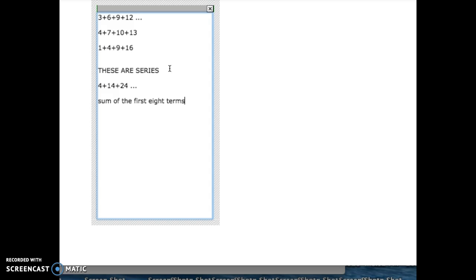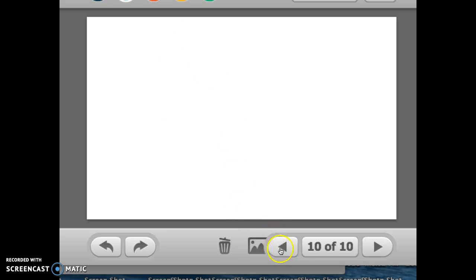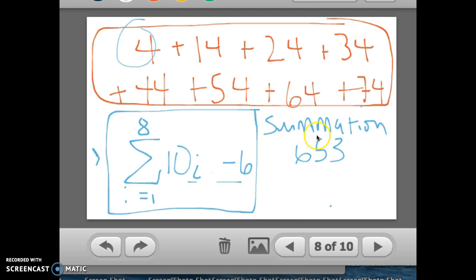Now, we need a couple things. We need to be able to come up with the actual value, what is the sum, and we also want to be able to do it without writing them all out. Who knows, in this lesson, you might have to come up with the first 80 terms. So you need a shorthand way of doing that where you don't have to write the whole thing. Your shorthand way of doing that is called summation notation.